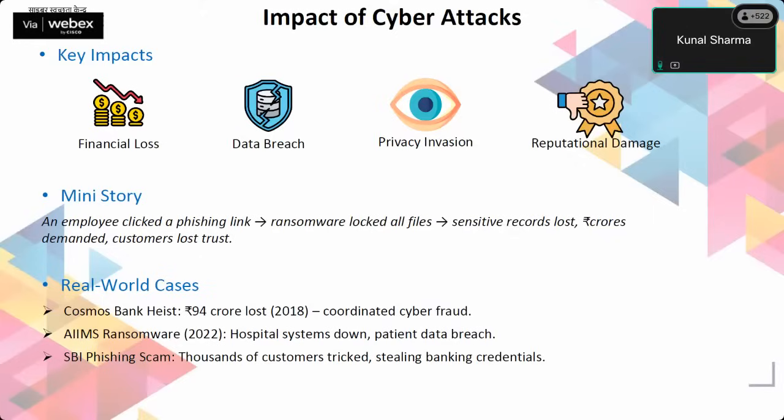The second one is data breach. Third is privacy invasion. And fourth is reputational damage. So let me share a simple story that we have seen a lot in many incidents. An employee unknowingly clicks on a phishing link. After clicking, within minutes, all the files of that organization are encrypted, and a ransomware lock is added on those files.